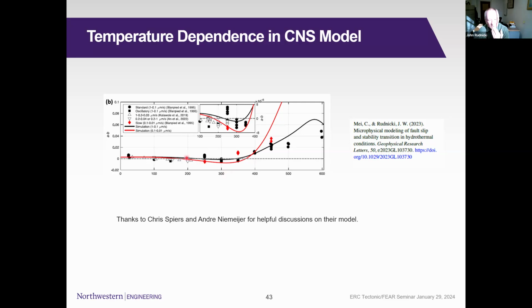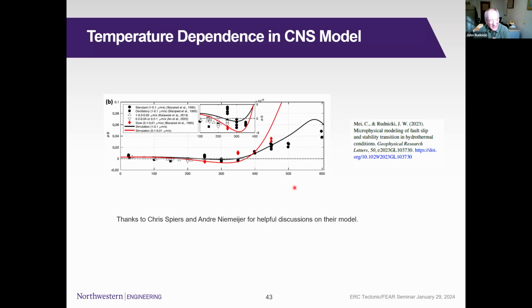And we, meaning mainly Cheng Mei, the postdoc, were able to simulate that using the CNS model with some modification of the parameters. The Barbeau formulation, I think, can also simulate this because it's a multi-mechanism formulation. One other thing I was going to say.